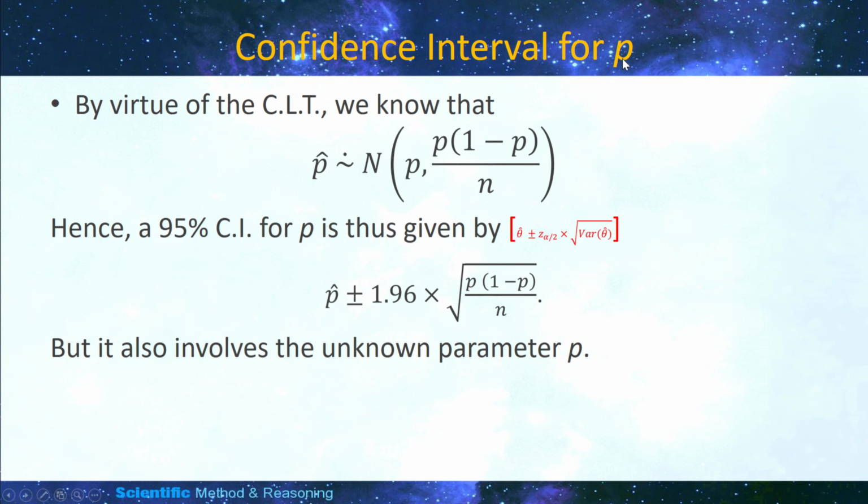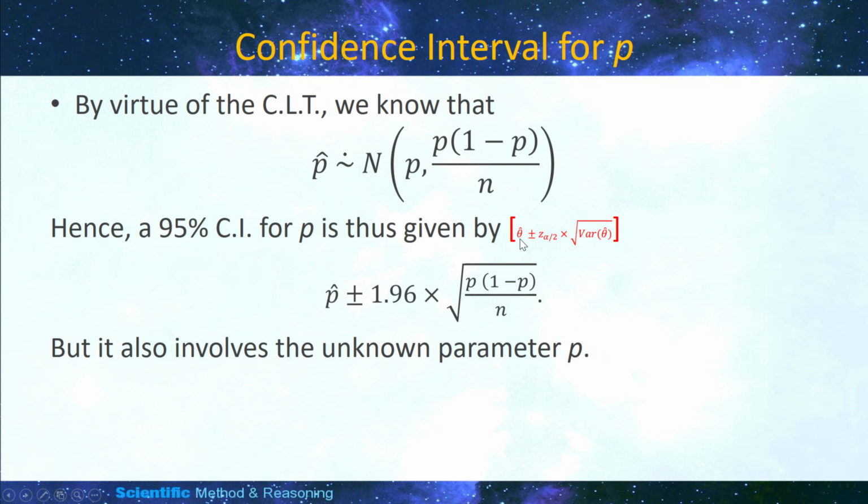What about the population proportion? In this course, we will consider two confidence intervals, one for the population mean and the other for the population proportion. Remember that the population proportion can also be expressed in the form of a mean, and the sample proportion can also be expressed in the form of a sample mean. By the central limit theorem, we know that p hat follows approximately a normal distribution with mean p and variance p times 1 minus p over n. So by the same token, this is the general formula.